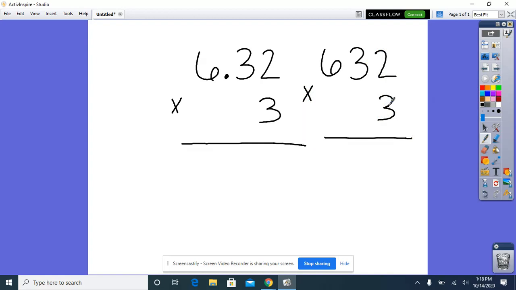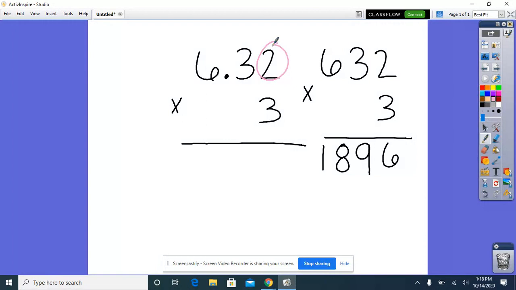So what we do, we're going to multiply all these numbers by this number. So 3 times 2 is 6, 3 times 3 is 9, and 3 times 6, 12, 18. I don't have anywhere to carry that one, so I'll write the whole number down here. So I have 1,896. We know that 6 and 32 hundredths times 3 is not 1,896. What we have to do is count how many digits are to the right of our decimal and add those in. So I've got 1.